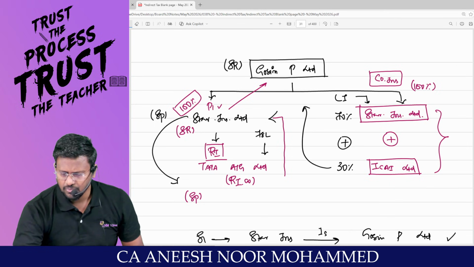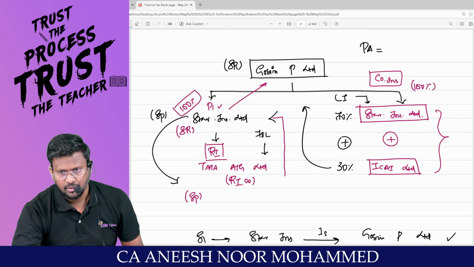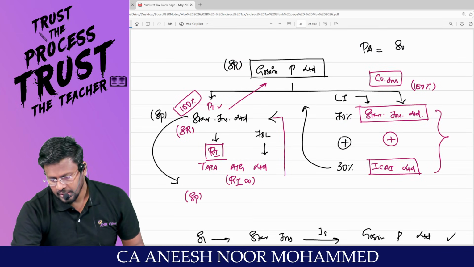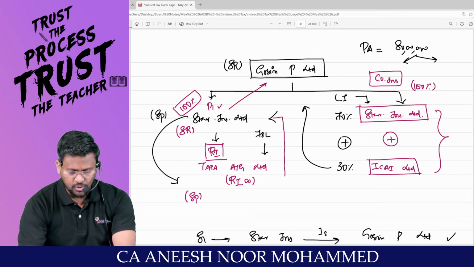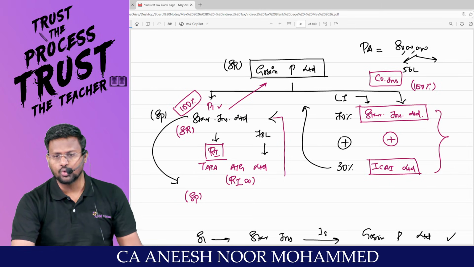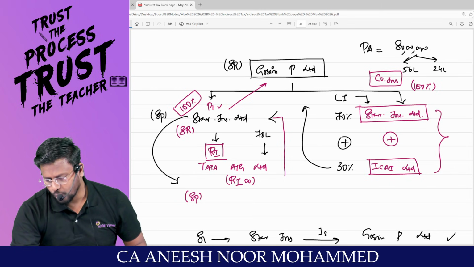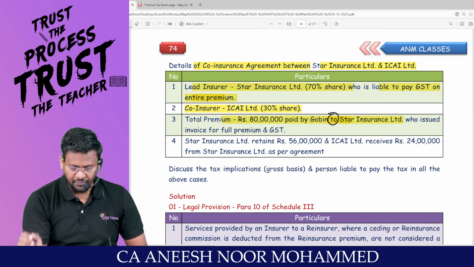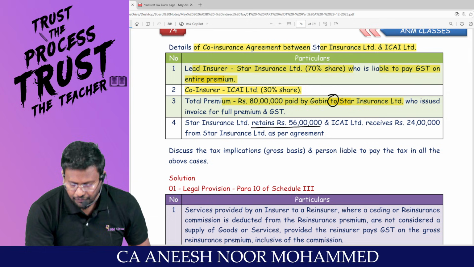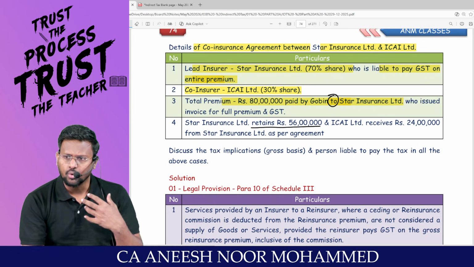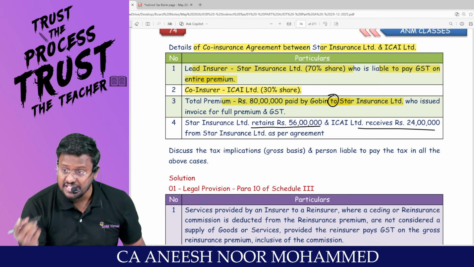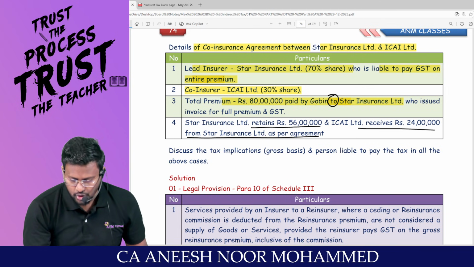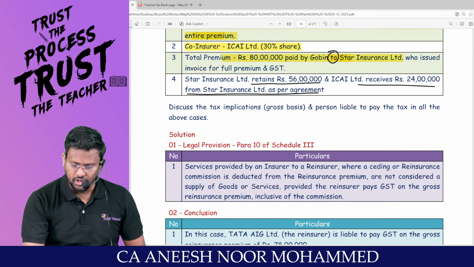How much rupees raised? What is the premium amount? Tell me. 80 lakhs. Sir, this 80 lakhs should be bifurcated into two, 70% and 30%. So 80 lakhs into 70% means 56 lakhs should go to Star Insurance Limited and 24 lakhs should go to ICAI Limited. Am I right? Star Insurance retains 56 lakhs. Yes, because out of 100% service, they are providing 70% service. And ICAI Limited receives 24 lakh from Star Insurance as per the agreement. Are you able to appreciate?